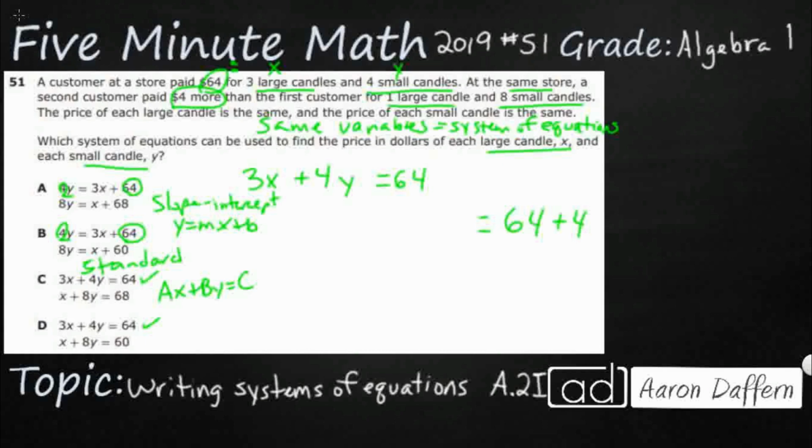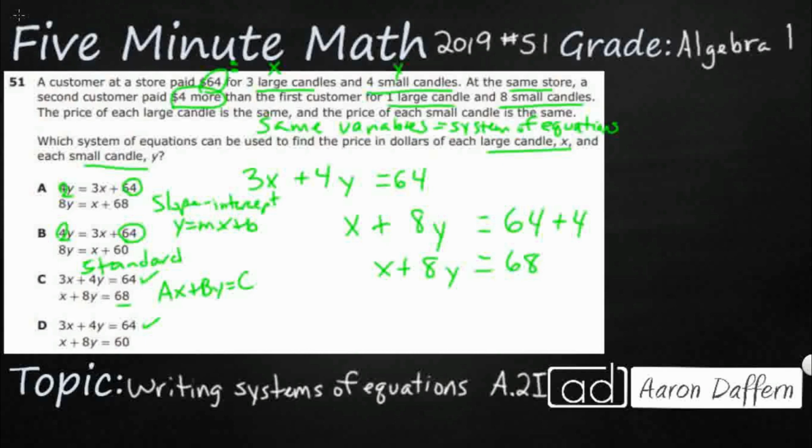For 1 large, so my large is X. I'm not going to put 1X. Just going to put X. 1 is assumed. And 8 smalls. So that's 8 Ys. All right, so X plus 8y equals 64 plus 4. Let's go ahead and simplify that. X plus 8y equals 68.